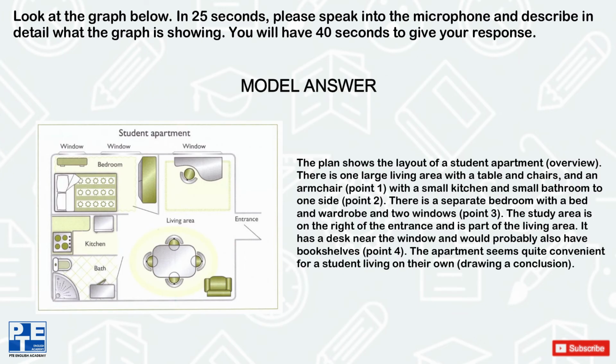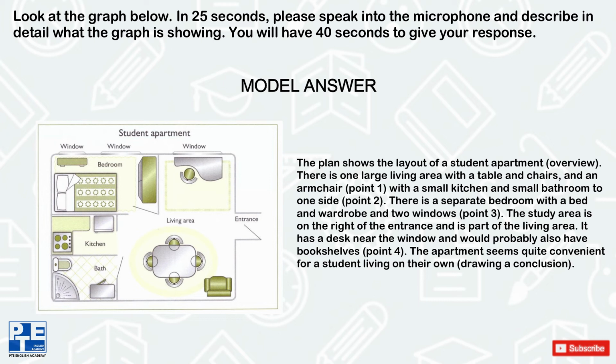The plan shows the layout of a student apartment. Overview. There is one large living area with a table and chairs, and an armchair, point 1, with a small kitchen and small bathroom to one side, point 2. There is a separate bedroom with a bed and wardrobe and two windows, point 3.